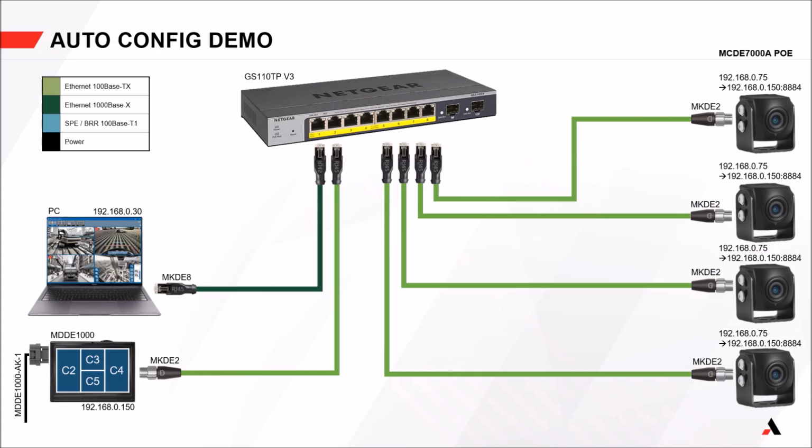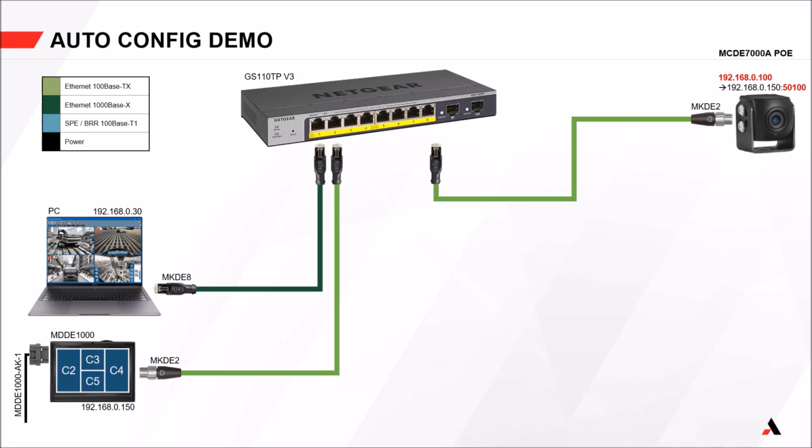When you take cameras out of the box, they will come with a default IP address. In the case of Motec cameras, that's always 192.168.0.75. If you connect 4 of these in the same network, you will not be able to talk with them individually because, the way a network works, they need a unique IP address.